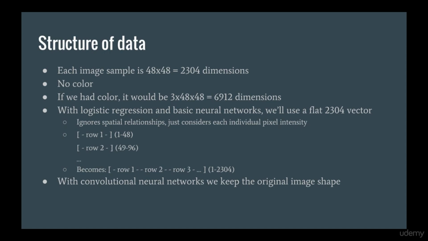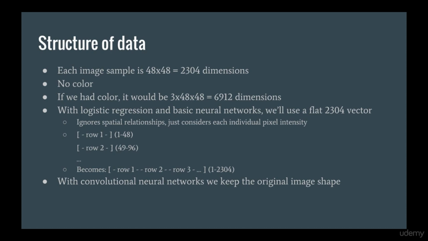Another thing is that since logistic regression and neural networks, other than convolutional neural networks, work on flat vectors, this means we won't actually work with a 48 by 48 matrix, but rather will flatten each image so that it becomes a 2,304 dimensional vector. So the first row of the image becomes the first 48 elements of the vector at positions 1 to 48. The second row of the image becomes the next 48 elements of the vector at positions 49 to 96, and so on.